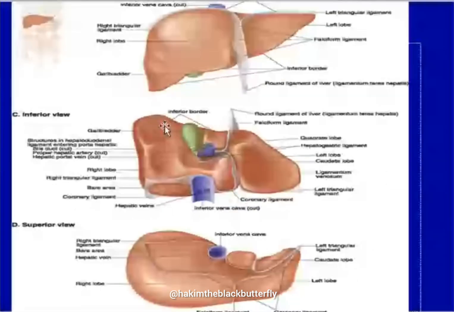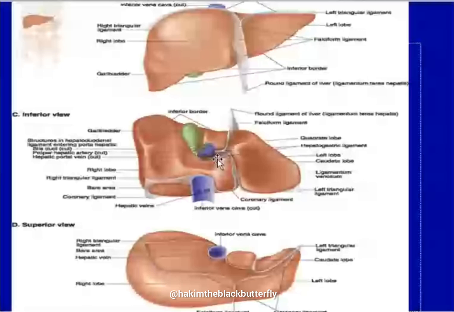So we can see this hepatoduodenal ligament on the inferior surface of the liver, surrounding the portal vein, which is colored blue, the hepatic artery, which is colored red, and the bile ducts, which are colored green. And this peritoneum surrounding them is the hepatoduodenal ligament.